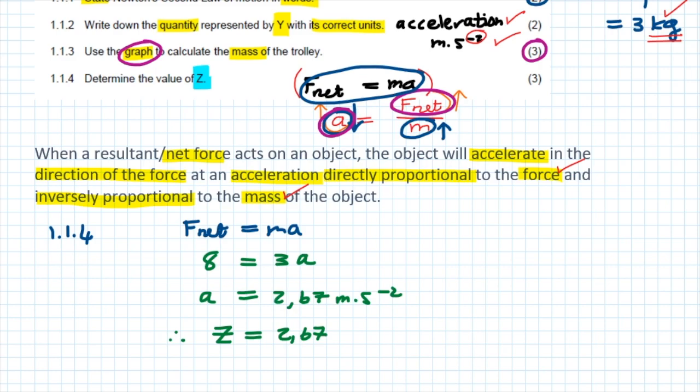You can of course include the meters per second squared, but Z is actually just a number on the y-axis, so if you did not include that, you will still get your marks. In this case, we'll award 1 mark for the formula, 1 mark for substituting, and 1 mark for your final answer, which is the value of Z.